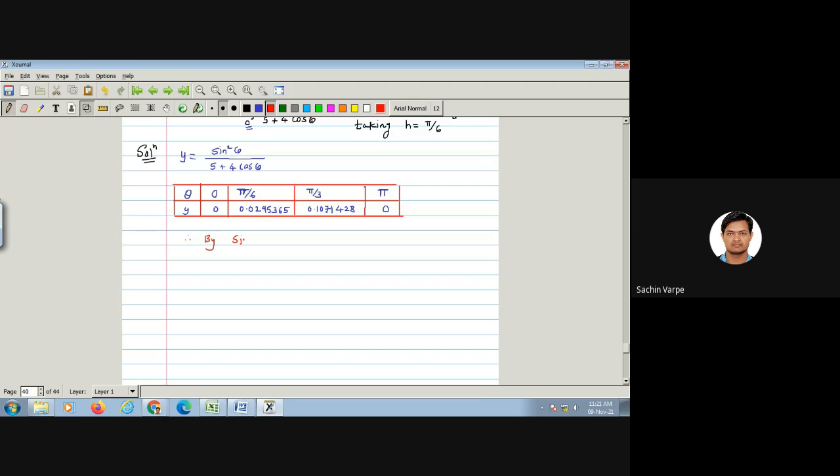So therefore, by Simpson's 3/8 rule, integration is equal to 3h by 8 into the sum of first and last ordinate. What is the first ordinate? Y naught. What is the last ordinate? This is y naught, y1, y2 and y3. So the last ordinate is y3.